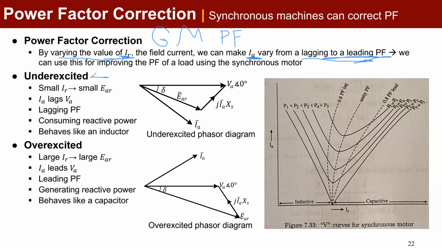And what we can do is make this an underexcited or overexcited synchronous motor. And by doing that, we're able to bring it to unity power factor, right? So as you can see here on this diagram, as we increase the field current, we can transition it from an inductive synchronous machine to a capacitive synchronous machine.